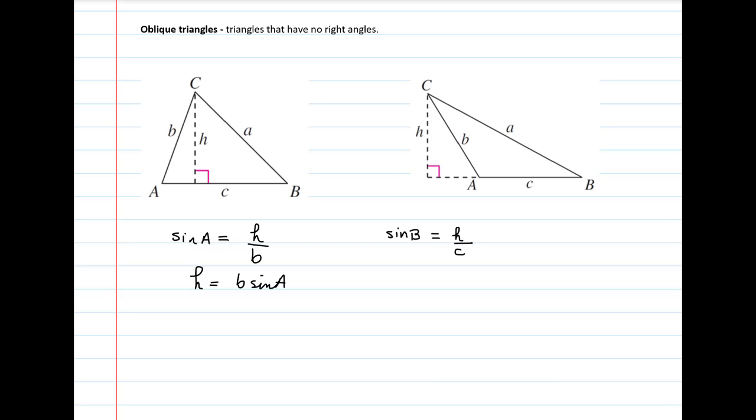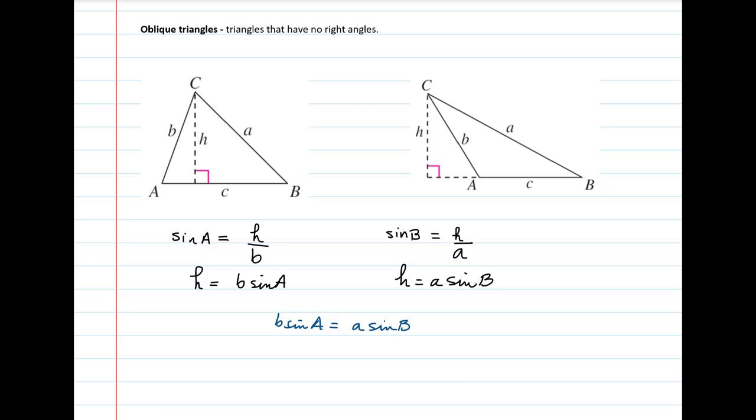Same way we can do sine of B. Look at the other right triangle within our triangle ABC, and set it up as h divided by a. And we solve for h, just like we did on the other one. We get h equal to a times sine of B. All right, this h on both equations is the same h, the same height from the triangle. So we can just set those two equal to each other. We get b sine of A equal to a sine of B.